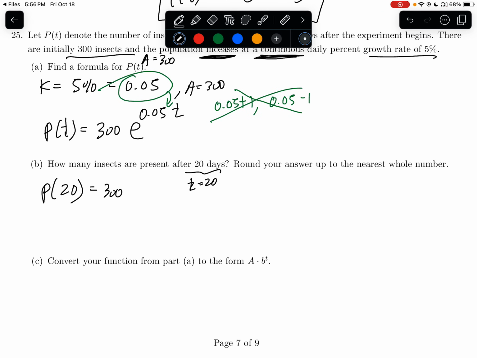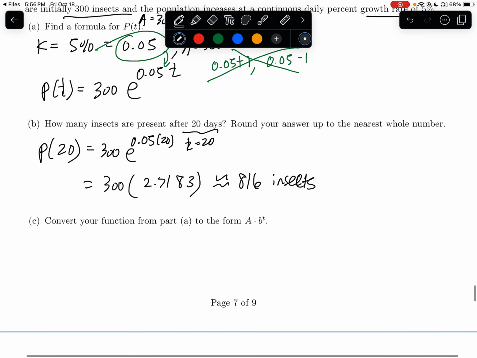Well, 300e^(0.05 times 20), which is 300, and the exponential term is about 2.7183, and so this is approximately 816 insects present, if I round up.